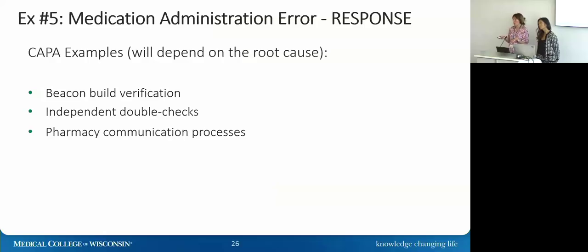So we use a program functionality within Epic called Beacon. That's just our order sets that are in there, medication orders and all those things surrounding those medication orders. So looking, was the plan correct? Were the orders that are in our plan correct? So having, like you said, an independent double check, and then some sort of pharmacy communication process, perhaps. Again, depending on the root cause of the issue, we can figure that out.